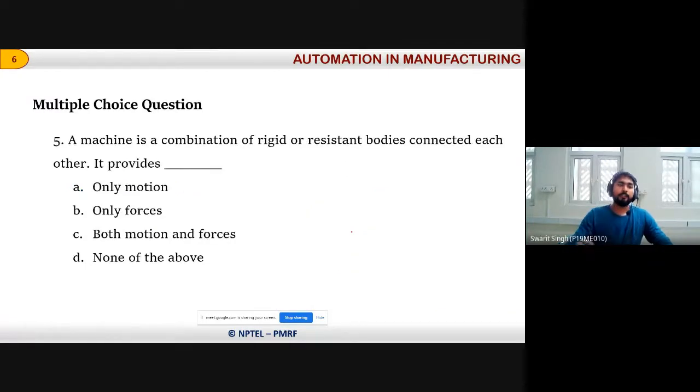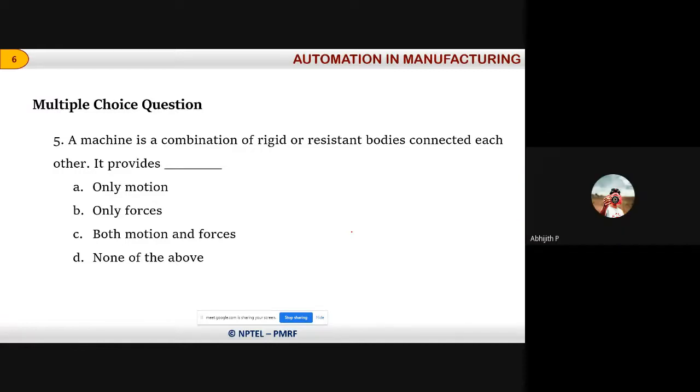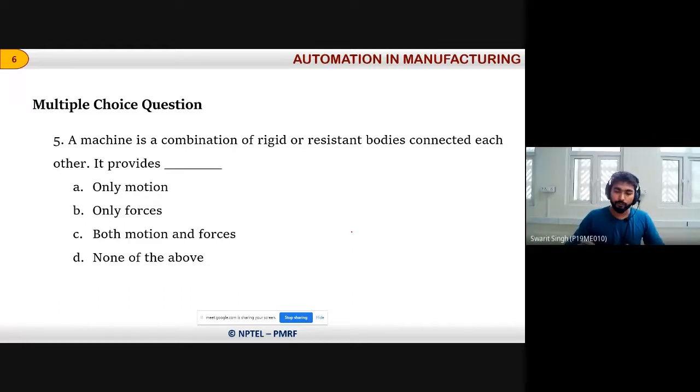Now, the fifth question I have. The question is: a machine is a combination of rigid or resistant bodies connected with each other. So what does a machine provide? Only motion, only force, both motion and force, or none of the above? Both motion and force. Both motion and forces, yes. You are right. So the answer is both motion and forces, because the very basic concept is that a machine is a combination of rigid and resistant bodies connected in such a way that it can provide some motion and also provide some forces to perform some task, right?